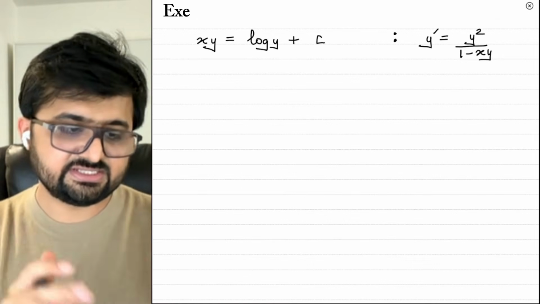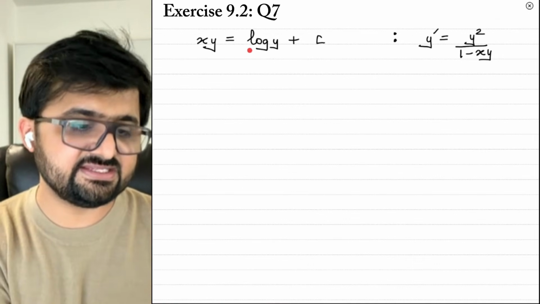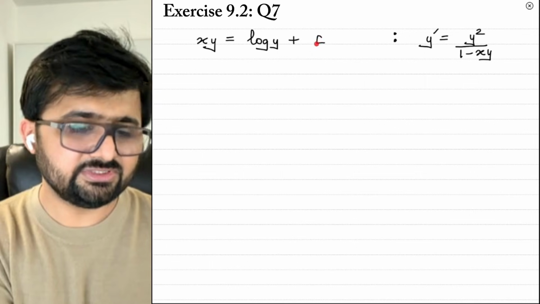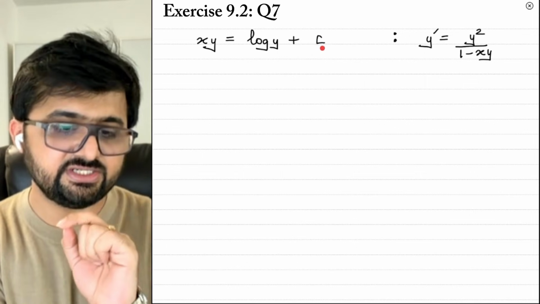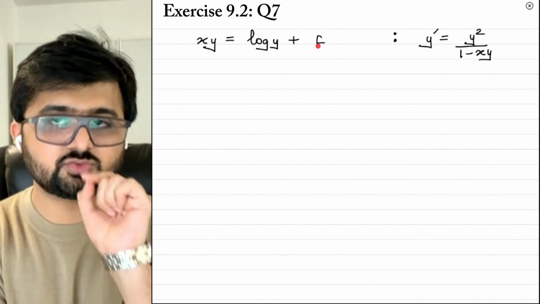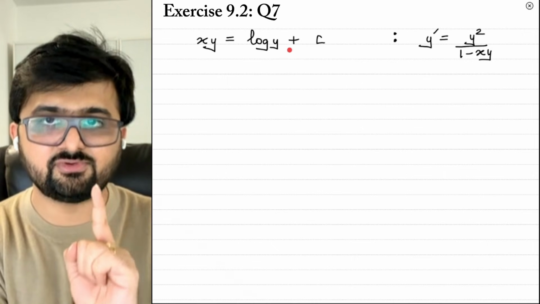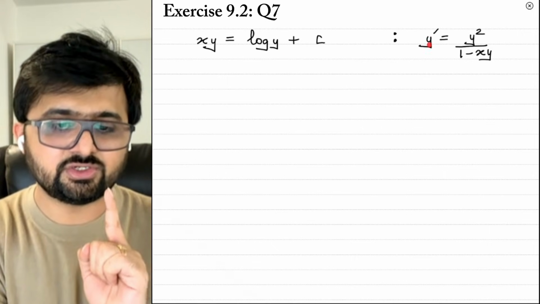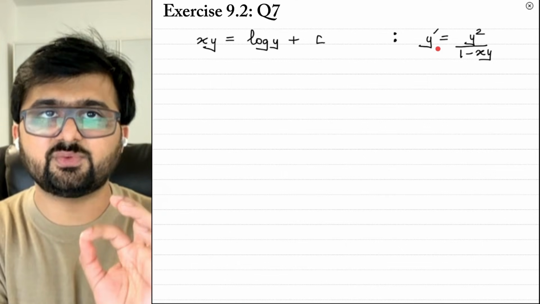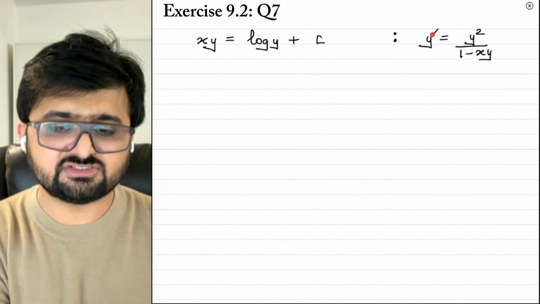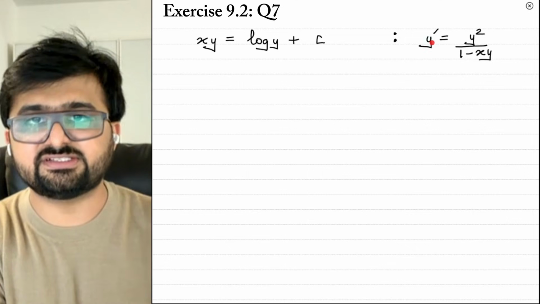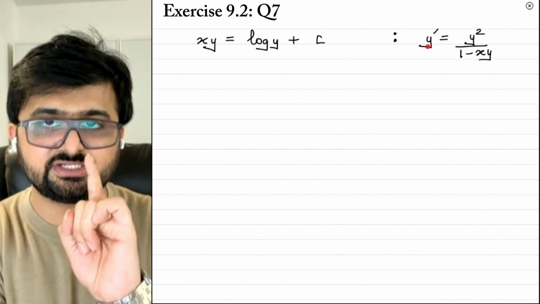All right, let's look at this next example, which is xy is equal to log y plus c. Note that this c is an arbitrary constant. And since there is just one arbitrary constant in this equation in x and y, we just have to differentiate this once in order to get this differential equation. That is also confirmed with this y dash. Since there is just y dash, we just have to differentiate this once.